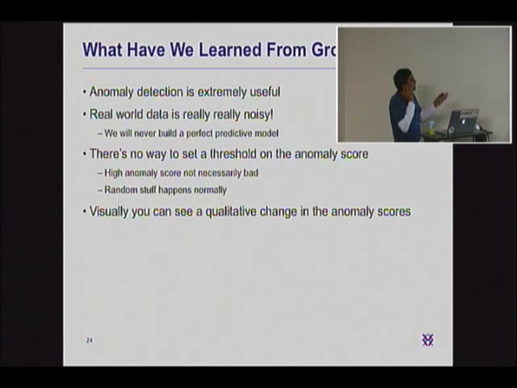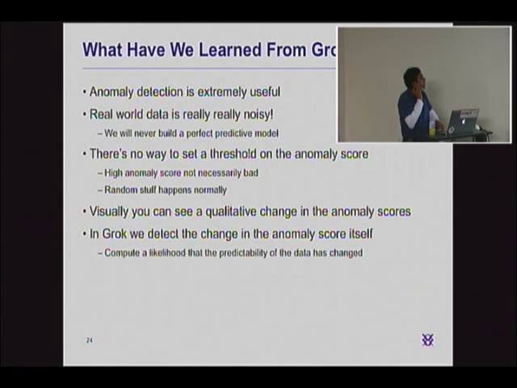The interesting thing is that visually you can see a qualitative change in the anomaly score. So it is picking up on something, you just need to be able to pick up on that. And so what we decide to do in Grok is that we detect the change in the anomaly score itself. So what we do is we compute a probability model of the anomaly score.